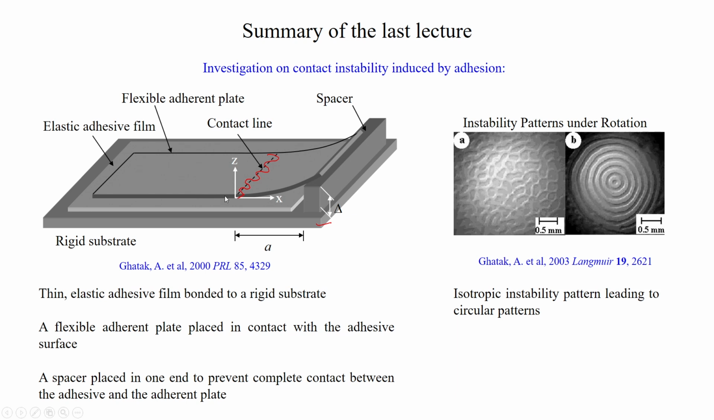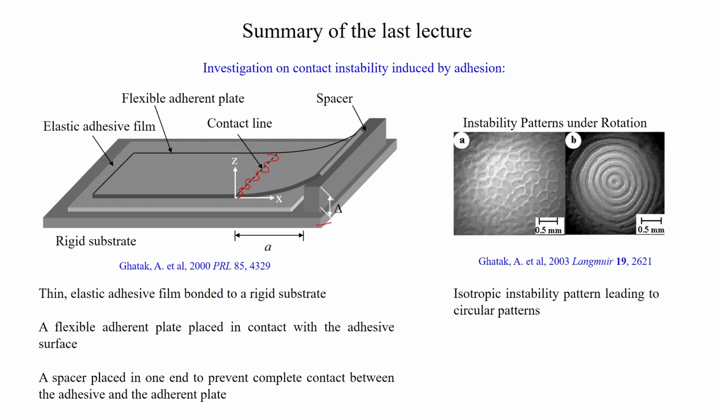In a slightly different experiment, we observed this kind of cavities, isotropic instability, and then when we have some kind of relative rotational motion between an adherent plate and an elastic adhesive, we get this kind of ring-like structure. So, we discussed these things in lecture 48, and before that in lecture 47 we discussed the peeling experiment.